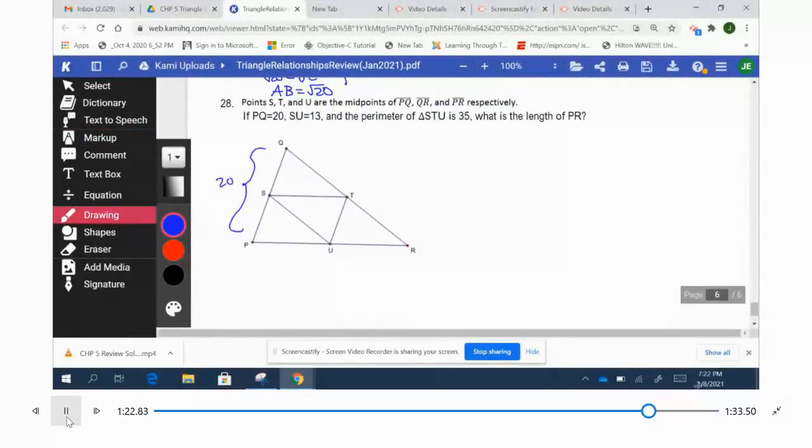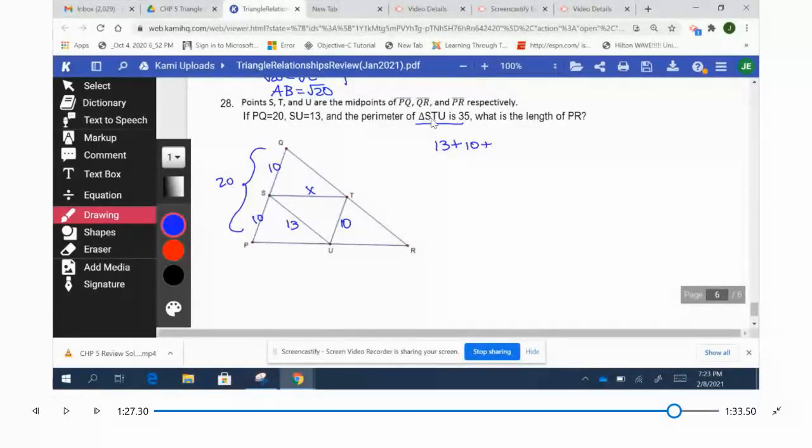All right, 28, last one. So this is that mid-segment, the three mid-segments of a triangle. They create this smaller triangle inside that has a perimeter that's half of the big one. And you can see it's a quarter of the area. We've talked about that before.